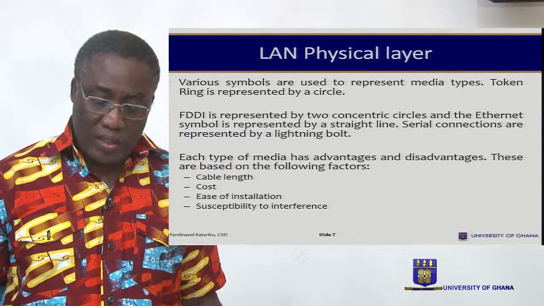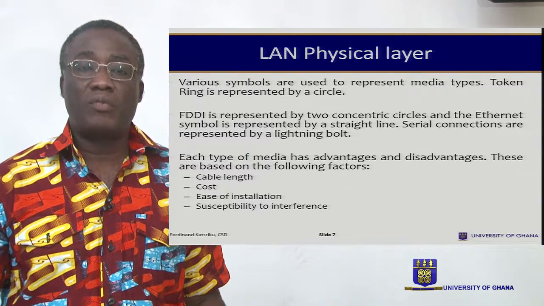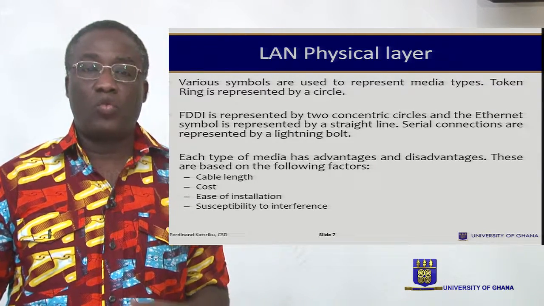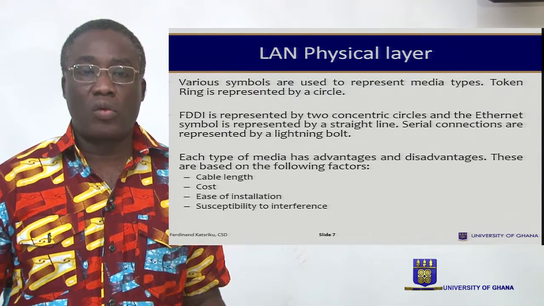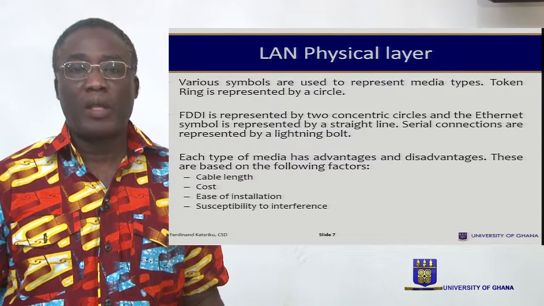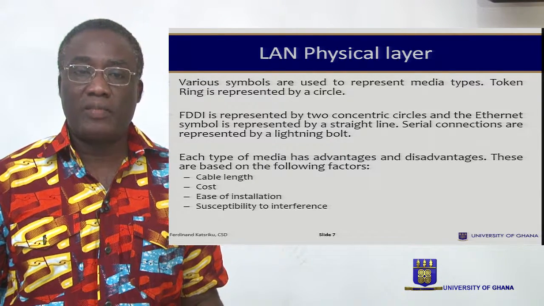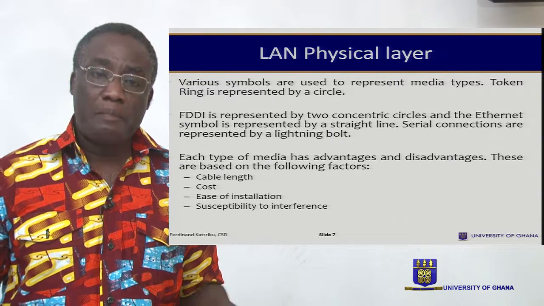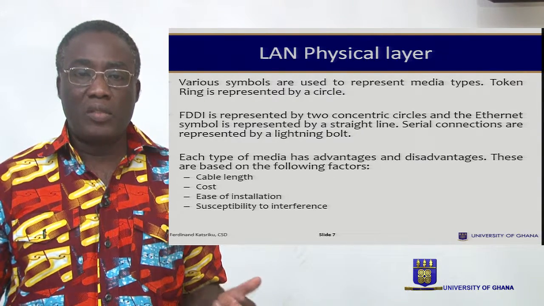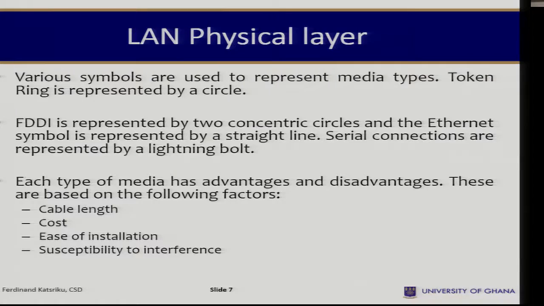Now, there are various symbols that are used to represent the media types. A token ring is represented by a circle, the FDDI by 2 concentric circles, and so on. You get to see this when you reach the literature. Each type of media has advantages and disadvantages, and these are based on the cable length, the costs, the ease of installation, and then the susceptibility to what? Interference.